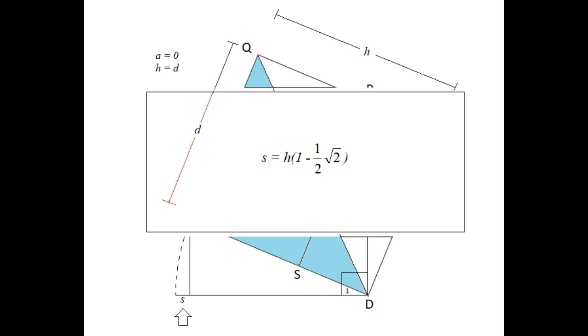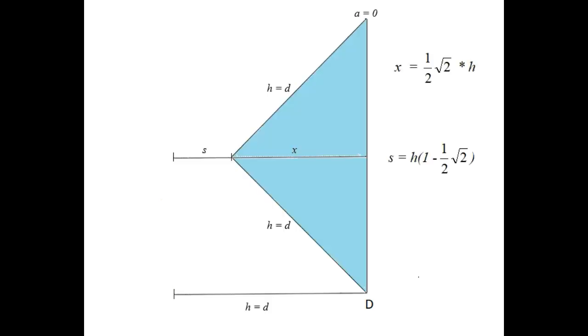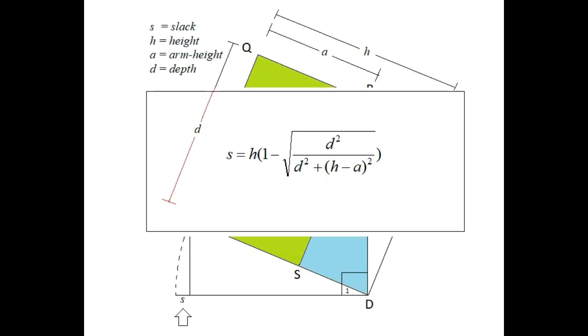Now let the arm height A be 0 and height H be equal to depth D. Then the formula changes into the one depicted here. The last formula could also have been found in the following way. Our formula seems to be correct. So here we have it. A formula that some mathematicians call the sofa formula.